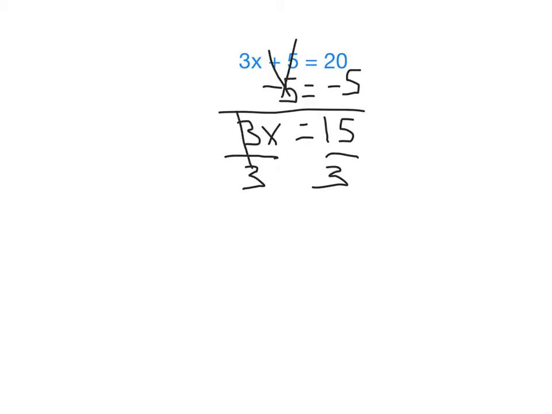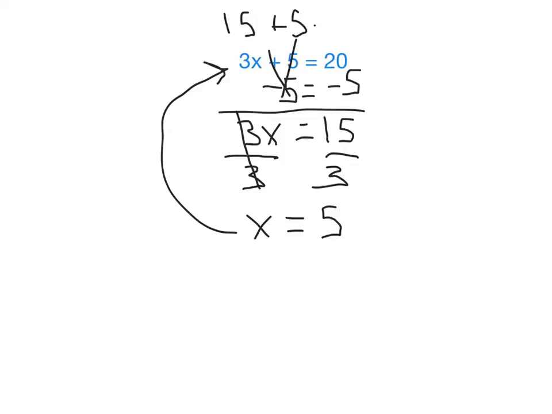3 divided by 3 is 1, so right there I have 1x, x is just fine. And on the right side of the equal sign, I have 15 divided by 3, which is 5. So x equals 5. If I put this back in at the top of my equation, I know 3 times x, which is now 5, 3 times 5 is 15. 15 plus 5 is 20. And you know that you did it correctly.